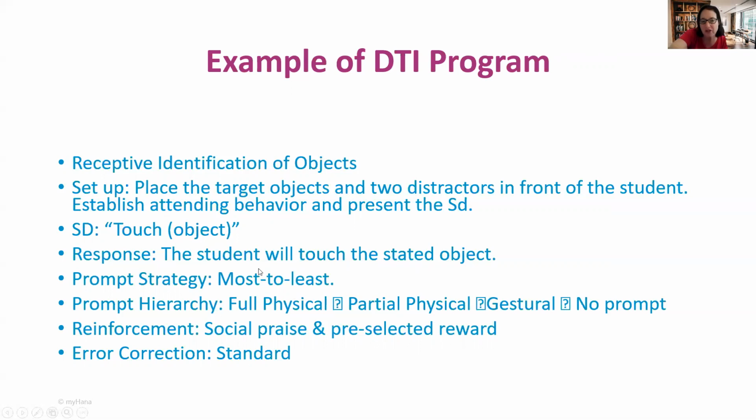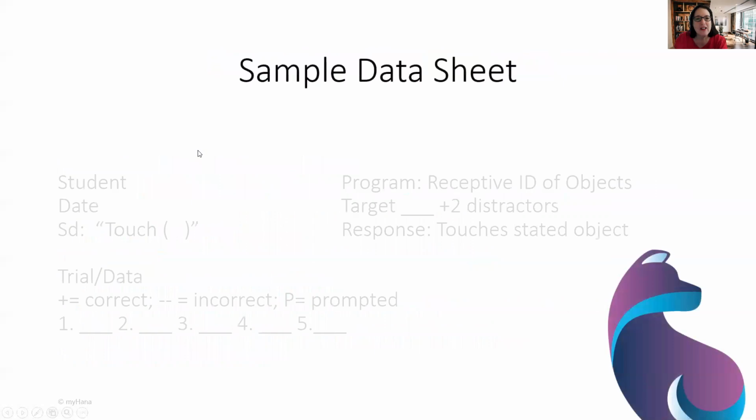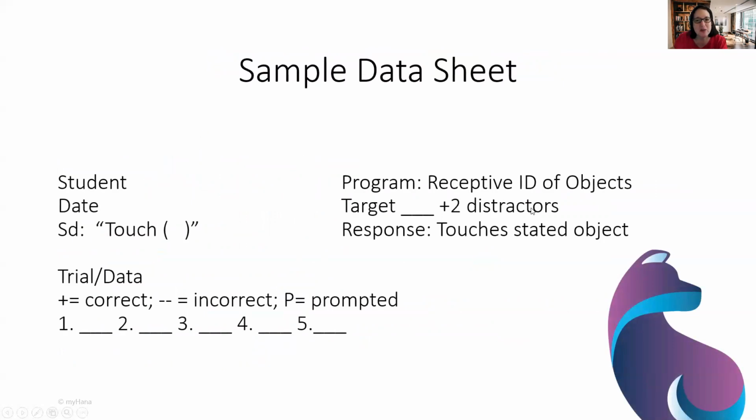So you may need to do hand over hand, and you do that a few times. And then you say, touch the object, and you may touch their hand. So you can do full physical, partial physical contact, and then no prompt. You can reinforce through social praise like good job, or a pre-selected reward that the student likes, and do an error correction standard. And here's a sample data sheet. Receptive ID of objects, you say touch the, it looks a lot like the sheet we saw in previous webinars.